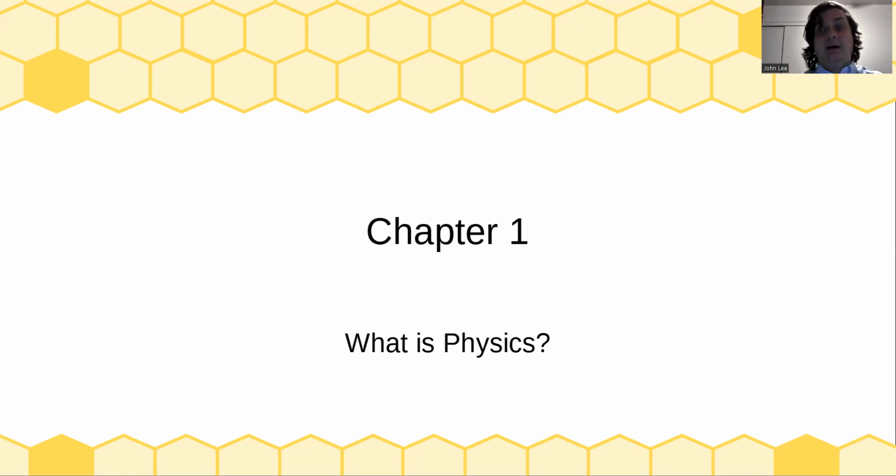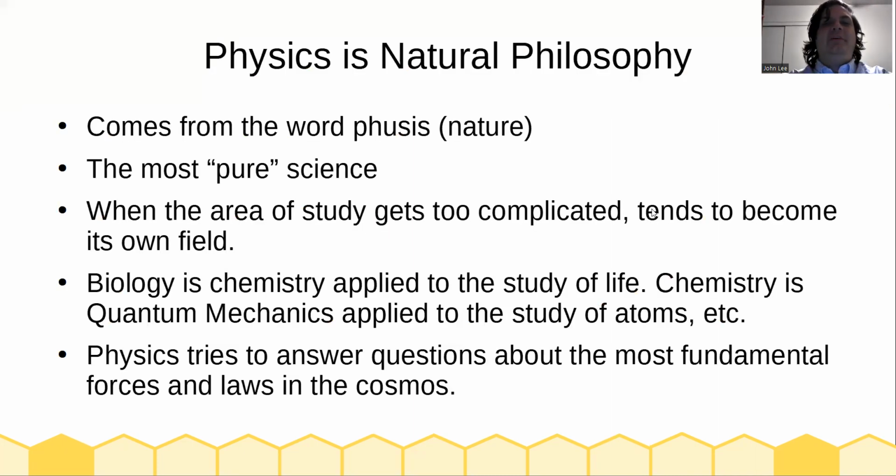So with that said, I'm going to start on with chapter 1, what is physics? So physics comes from the word physis, I believe, which is the Greek word for nature, and the original name for it is natural philosophy. So this is both the initial name for physics and for science in general, as far as I know.